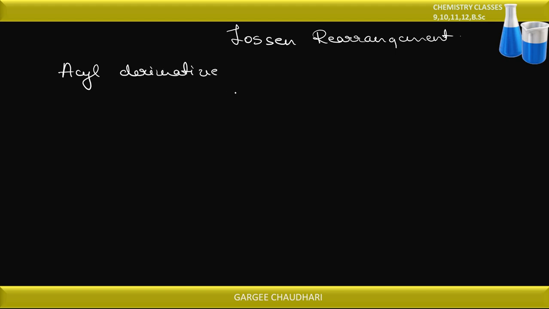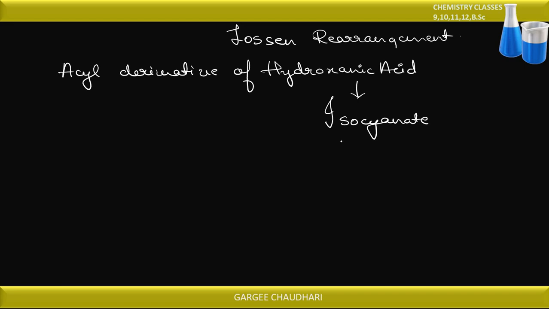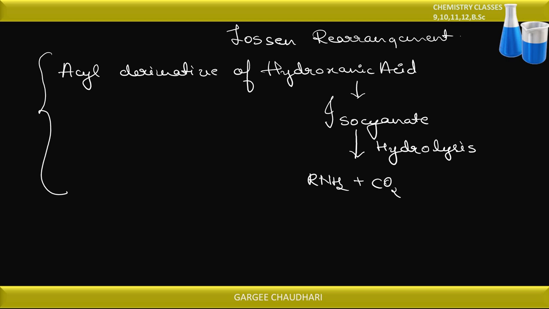In the Lossen rearrangement reaction, the acyl derivative, grab your rough books and write it, the acyl derivative of hydroxamic acid undergoes rearrangement, forms the isocyanate group, okay, and on further hydrolysis of isocyanate, it gives amine plus CO2. This whole reaction is called as Lossen rearrangement reaction.